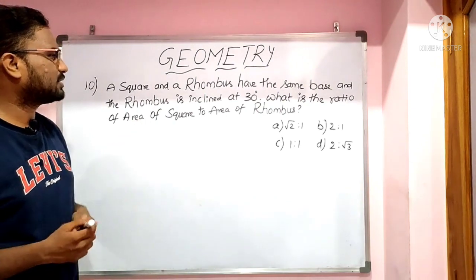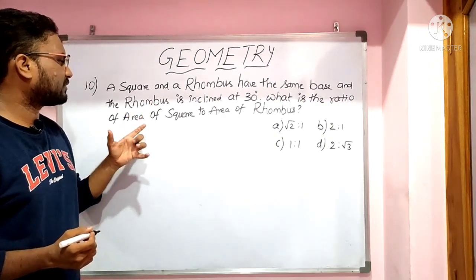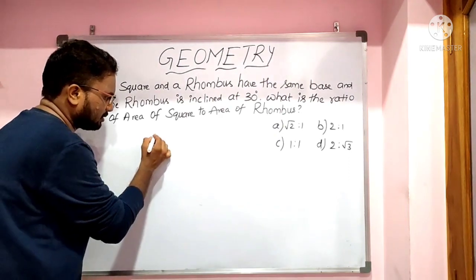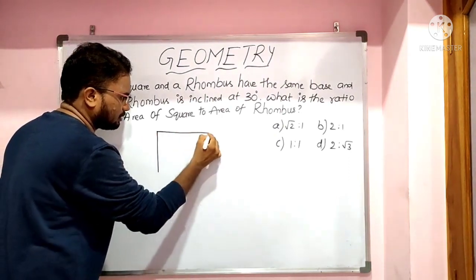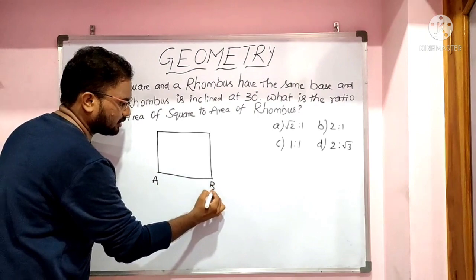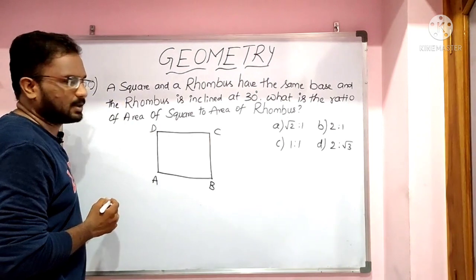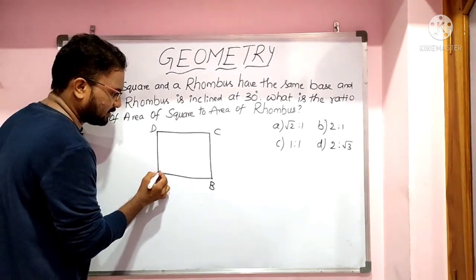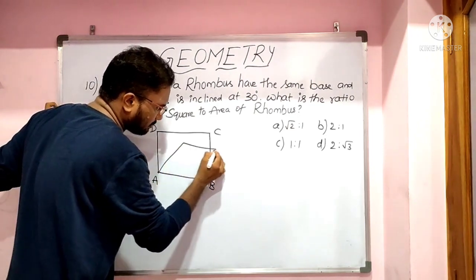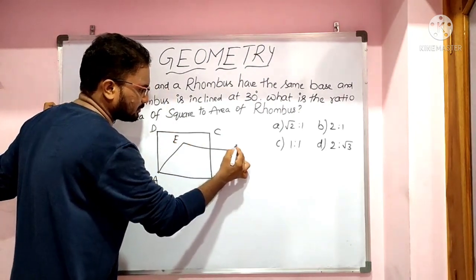A square and a rhombus have the same base and the rhombus is inclined at 30 degrees. What is the ratio of area of square to area of rhombus? So let's draw the figure. Let's take a square. So this is a square, A, B, C and D. Here square and rhombus have the same base, so I will take AB as the base. I will draw a rhombus. So this is E and F.